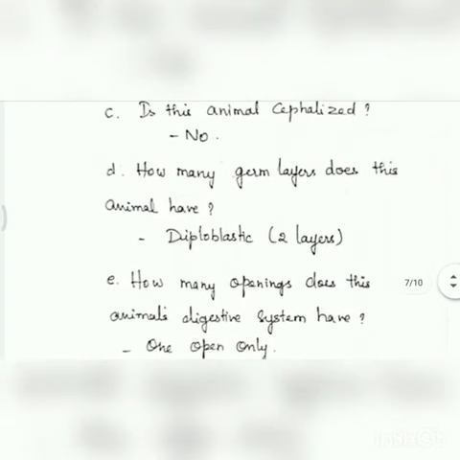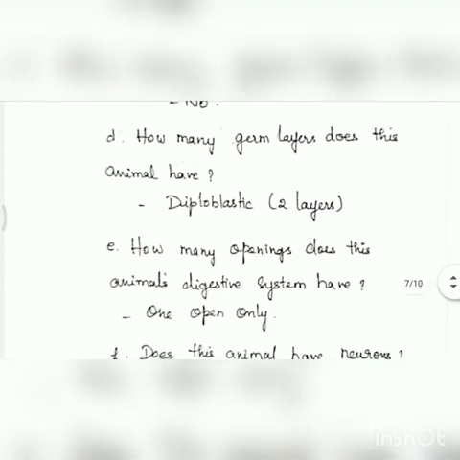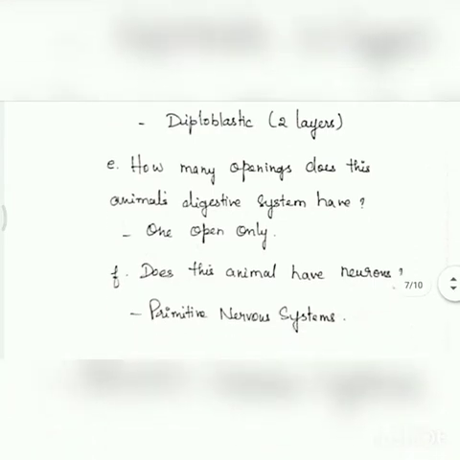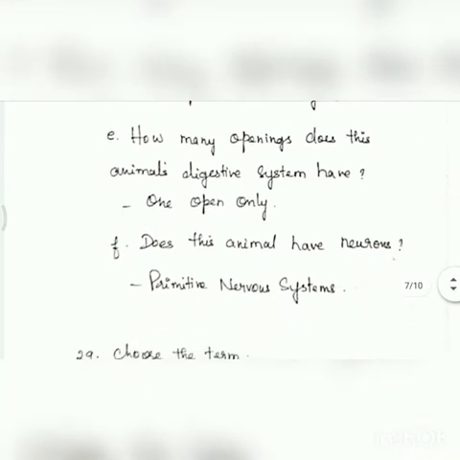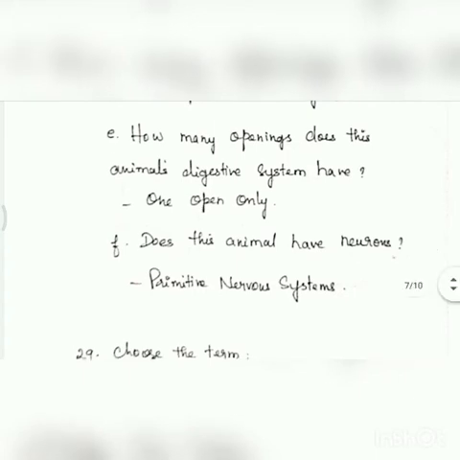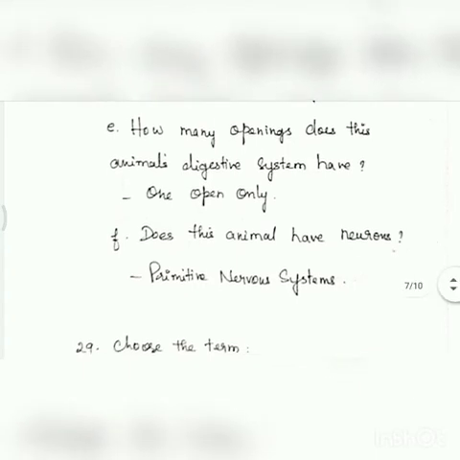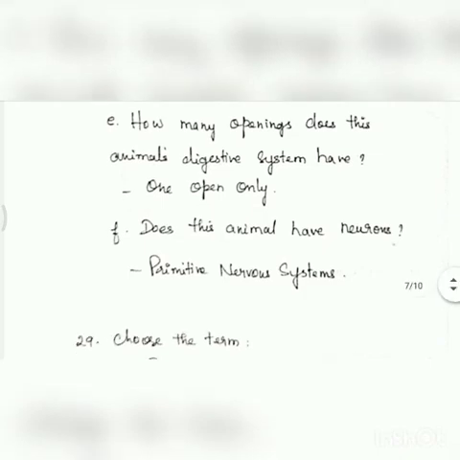How many germ layers does this animal have? They are asking whether it is diploblastic or triploblastic. They have two germinal layers, so they are diploblastic. How many openings does this animal's digestive system have? This coelenterate has an incomplete digestive system because they have only one opening. This opening serves as both mouth and anus. And last one, does this animal have neurons? They have a primitive nervous system.